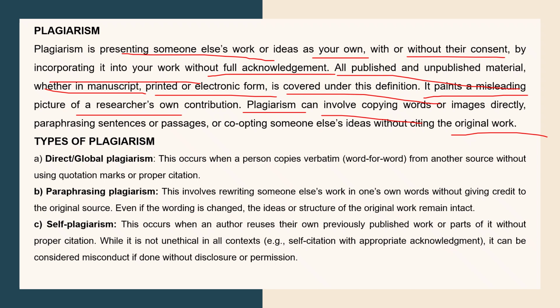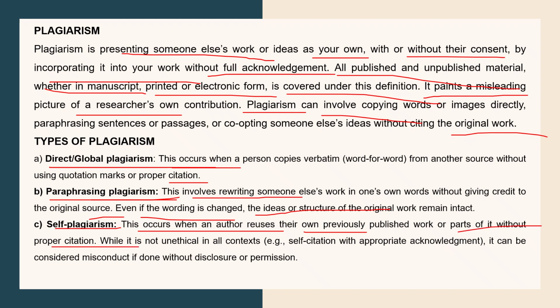So, types of plagiarism: direct or global plagiarism, paraphrasing plagiarism, self-plagiarism. Direct or global plagiarism occurs when a person copies verbatim from another source without using quotation marks or proper citation. Paraphrasing plagiarism involves rewriting someone else's work in one's own words without giving credit to the original source. Even if the wording is changed, the ideas or structure of the original work remain intact. Self-plagiarism occurs when an author uses their own previously published work or parts of it without proper citation. So these all are types of plagiarism.